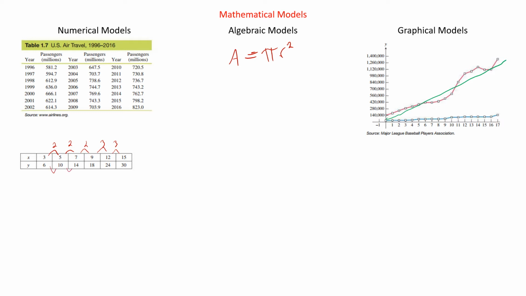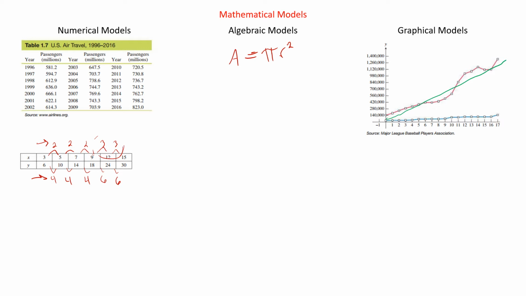Now the y's, from 6 to 10, well, that's 4. From 10 to 14 is also 4. From 14 to 18 is 4. Hey, it's going up by 4. The x's are going up by 2. Now from 18 to 24 is 6. And from 24 to 30 is 6. That changed, but so did these upper numbers as well. Being that these are the same when these are the same, that tells us this is probably linear.